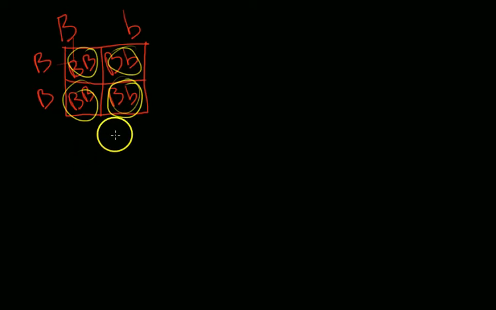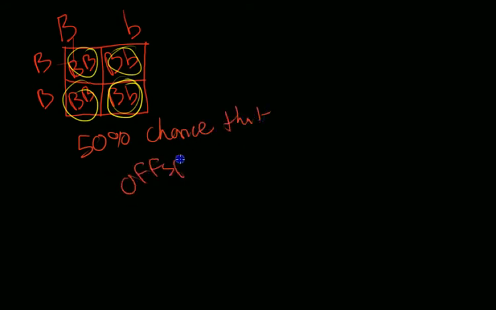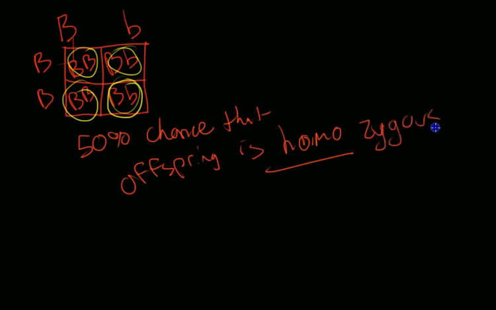Basically it's a 50% chance that the offspring is homo, meaning the same, homozygous for brown eyes. Homozygous brown. But now the real question is, what's the percentage chance that the offspring actually has the phenotype of brown eyes? And that's 100% chance, right?